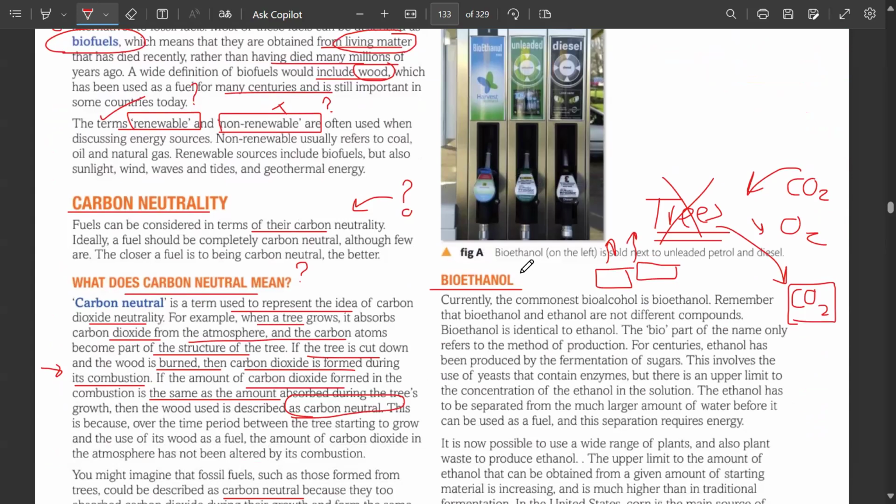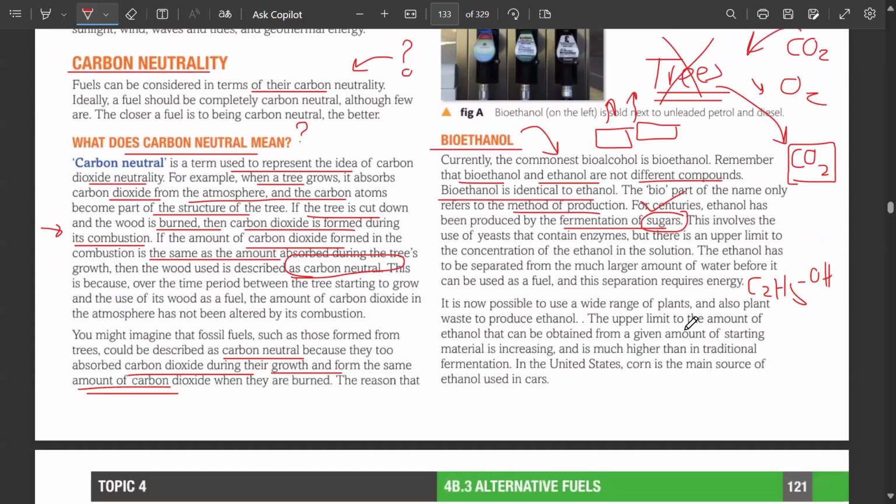Bioethanol, commonest bioalcohol. Remember, बायोएथेनॉल और अल्कोहल कोई डिफरेंट कंपाउंड्स नहीं है, it is basically एथेनॉल ही है, जैसे C2H5OH इसका फॉर्मूला है। द टर्म बायो नेम ओनली रेफर्स टू द मेथड ऑफ प्रोडक्शन, कि हम इसको फर्मेंटेशन शुगर से करते हैं, रिमेंबर एनारोबिक रेस्पिरेशन, शुगर फर्मेंटेशन करोगे तो ये होगा, यीस्ट की हेल्प से होता है, और देन दे प्रोड्यूस दिस ethanol which can be used to produce energy by respiration.